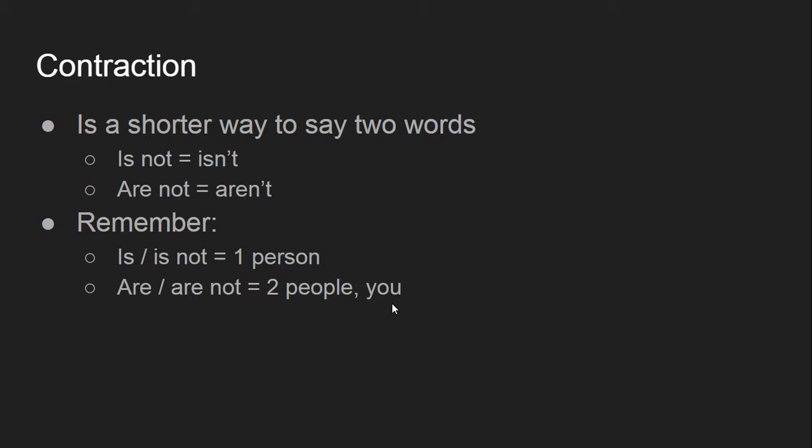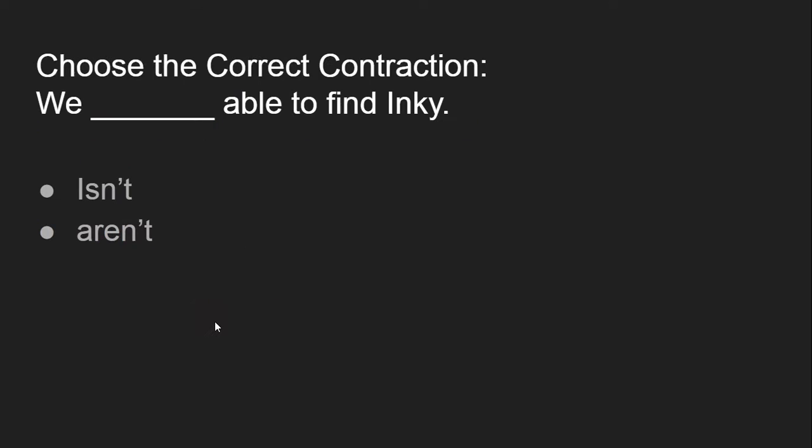So if you're talking about one person, you're going to say is or is not, and for two people and you, you use are or are not. And you always use am or am not. Let's get some practice here. You're going to see in your grammar assignment: we blank able to find Inky. You have to look at the subject, we. So is it isn't or aren't? Well, we is two people, right? Which one do we use with two people? The correct answer is aren't, because isn't is one person. So we aren't.